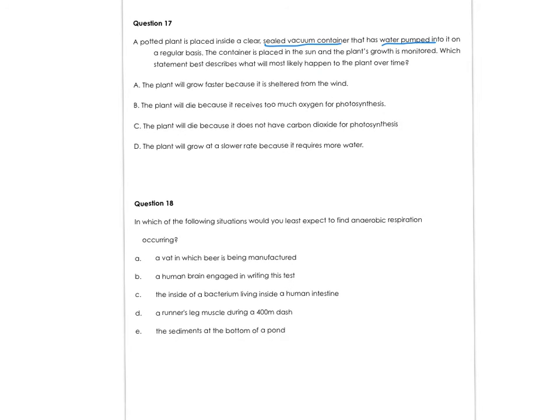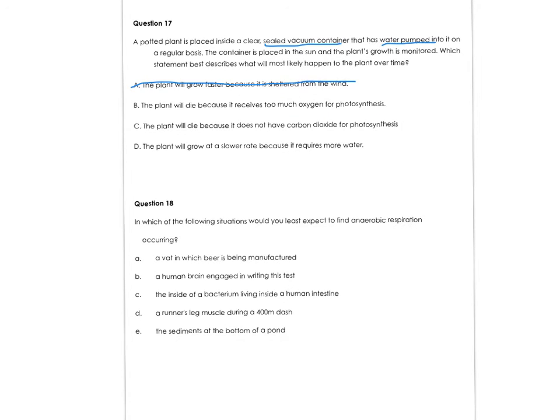The plant will grow faster because it's sheltered from the wind. Well, that doesn't make any sense at all. So I don't know why anyone would choose A. Except maybe that you're thinking of some kind of storm where plants are hurt. That's not the point of this. It's not the context. If you look at the context of the question, it doesn't make sense to choose A. It's certainly not the best answer.